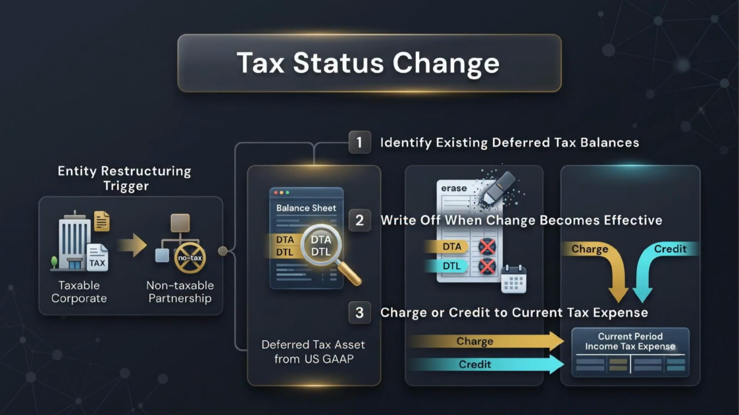A tax status change can create a deferred tax issue. If the new limited liability entity is not taxable at the entity level, existing deferred tax assets or deferred tax liabilities from the predecessor taxable entity may no longer be appropriate. Those balances are written off when the change in tax status becomes effective. Removing a deferred tax asset generally creates a charge to current tax expense, while removing a deferred tax liability generally creates a credit.